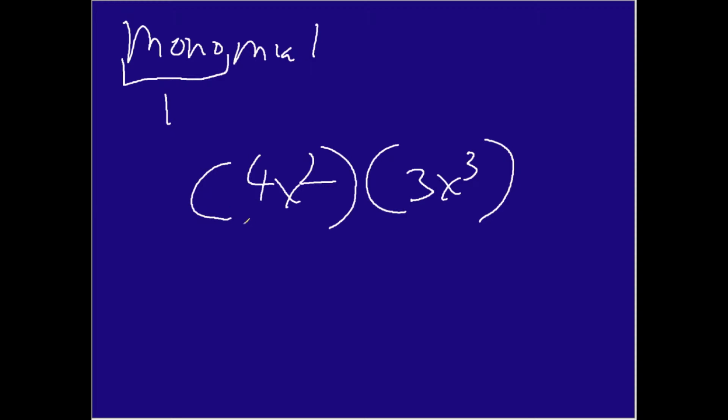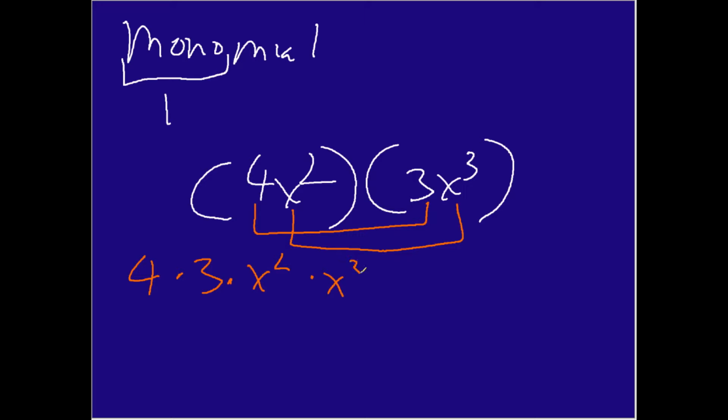So if I had to do this, you got 4 times 3, and then to wrap it up, you essentially have times x to the second power times x to the third power. So again, this is not that deep. 4 times 3, of course, is going to be 12. You can figure that out.